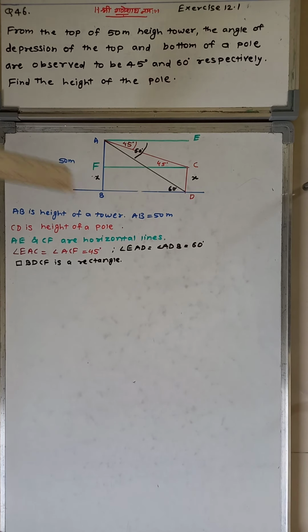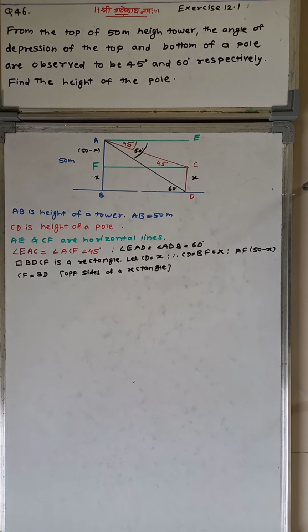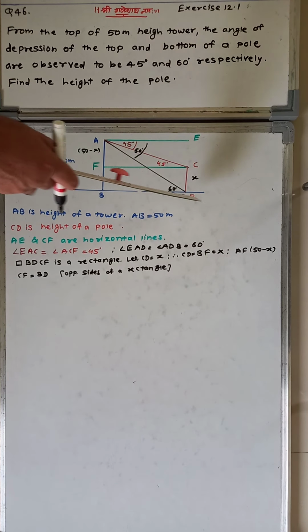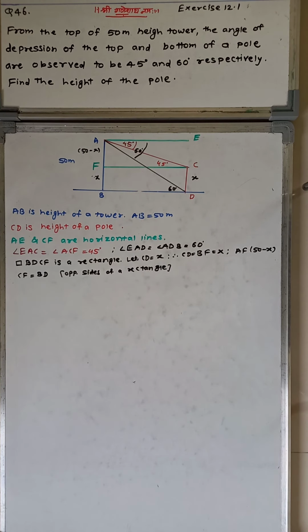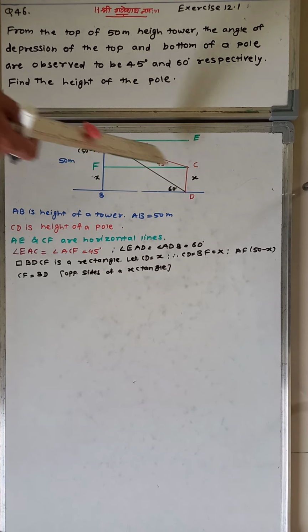Whole AB is 50 meter, out of which BF is x, so AF is equals to 50 minus x. Also segment CF is equals to BD, reason: opposite sides of rectangle. Then select the two right angled triangles. One is triangle ABD and another one is triangle AFC.